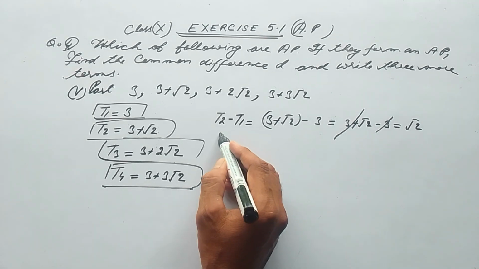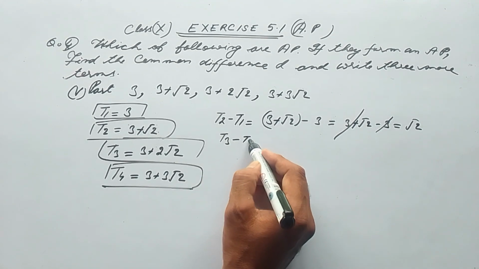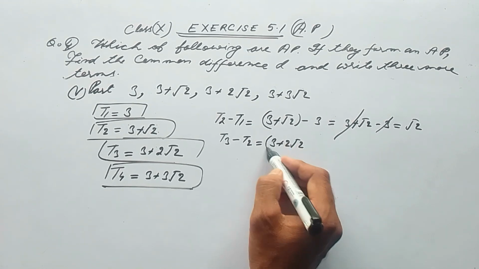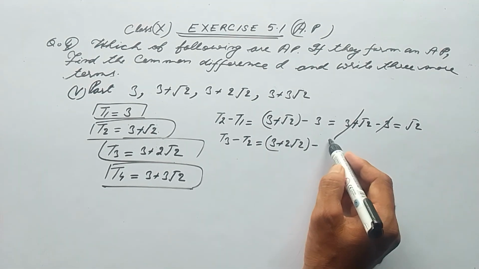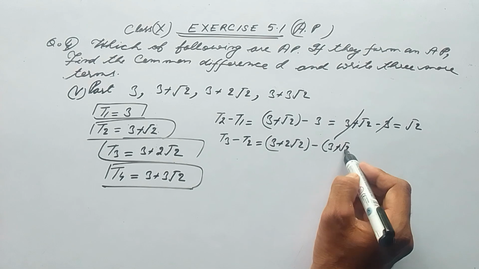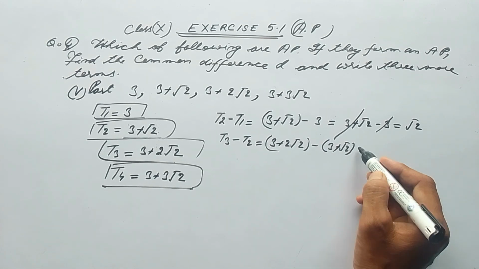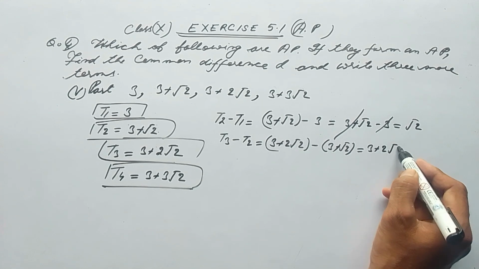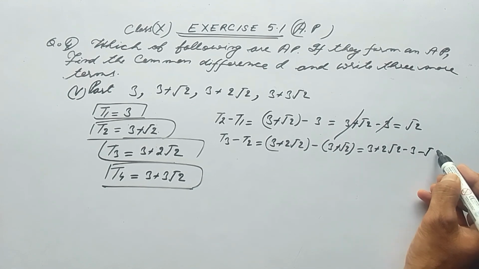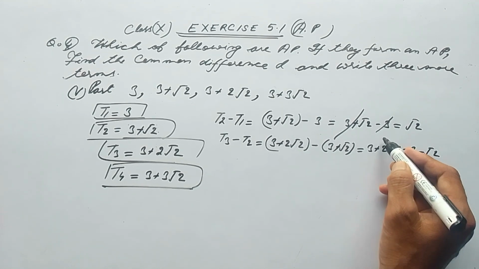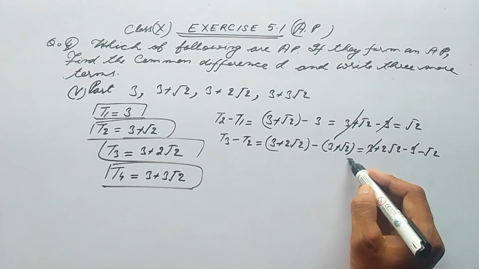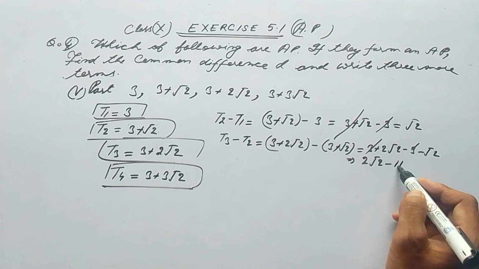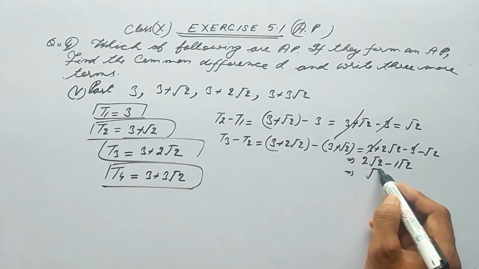Again we have T3 minus T2. T3, that is 3 plus 2 square root of 2 minus T2, that is 3 plus square root of 2. We have 3 plus 2 square root of 2 minus 3 minus square root of 2. Cancelling 3 with negative 3, we have 2 square root of 2 minus 1 square root of 2. We have square root of 2.